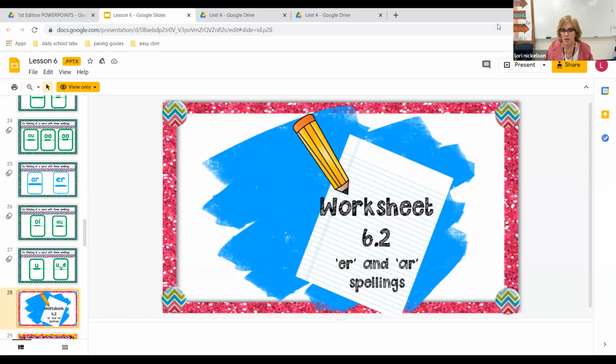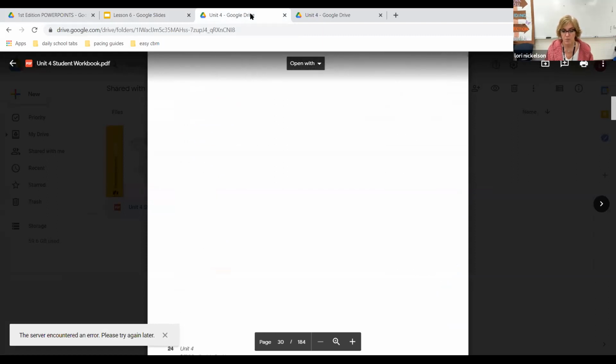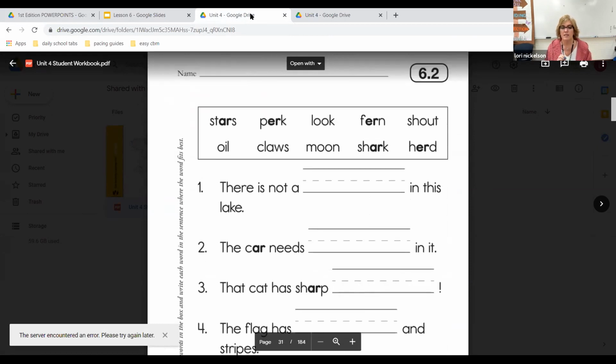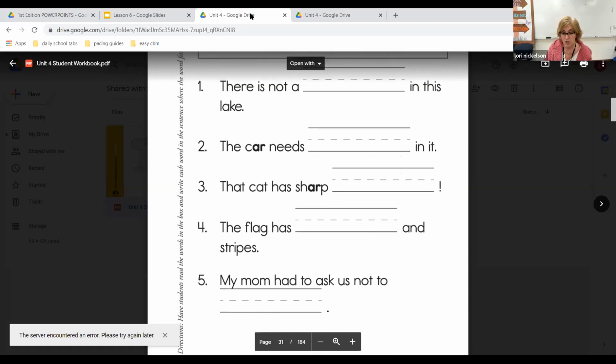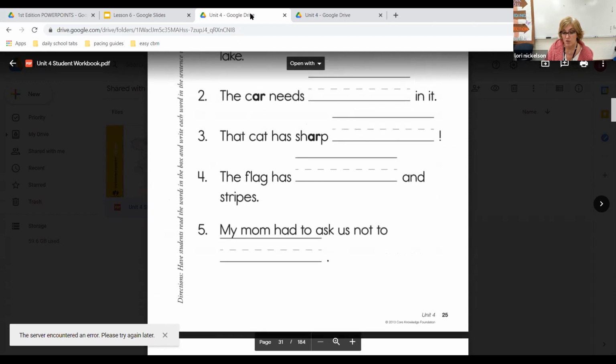All right, so let's look at worksheet 6.2. There's your spelling words. That's going home. You've got 10 words there that you have got to put in the 10 blanks. The words are stars, perk, look, fern, shout, oil, claws, moon, shark, and herd. I am going to do the first 2, and that will leave the other 8 for you. Notice it's this page and over here on this page. And the words are on the tops of both pages, so that's very helpful.